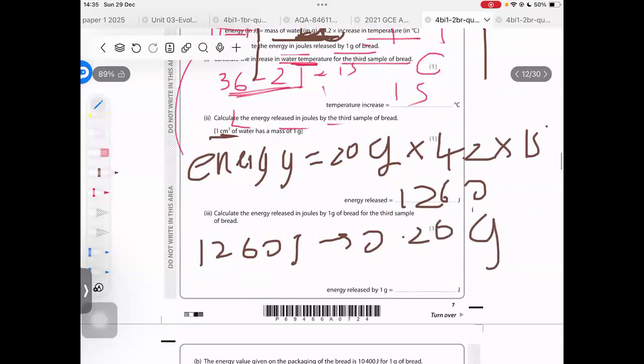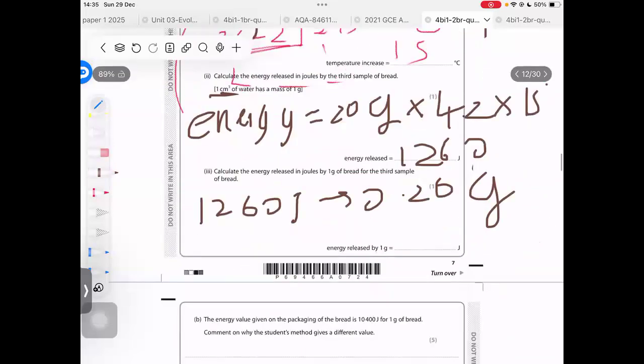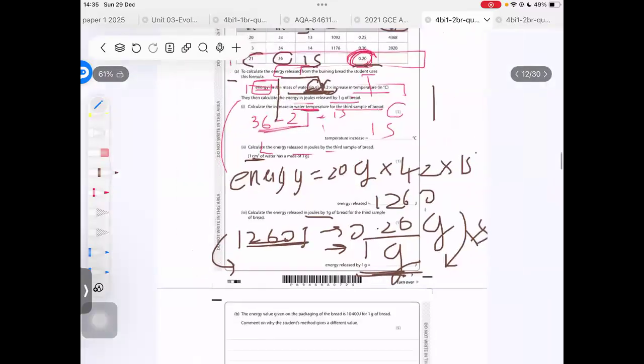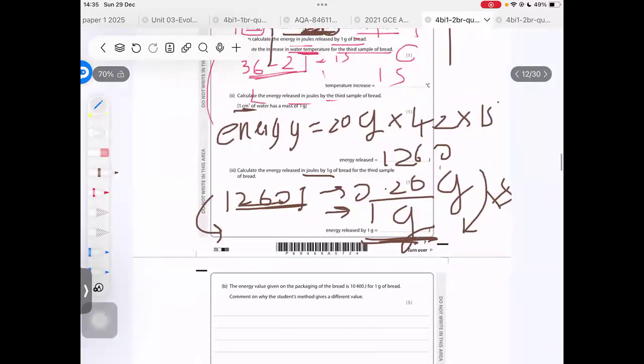So the 1260 joules was released for 0.2 grams of bread. Now we have to calculate the energy released by 1 gram. Can you see it's the ratio method? For 0.2 grams, it is 1260 joules, so for 1 gram, how much is that? Basically, you multiply by 5, since 0.2 multiplied by 5 gives 1 gram. Here you multiply 1260 by 5 and get 6,300 joules, which is released for 1 gram. Energy released by 1 gram will be 6,300.